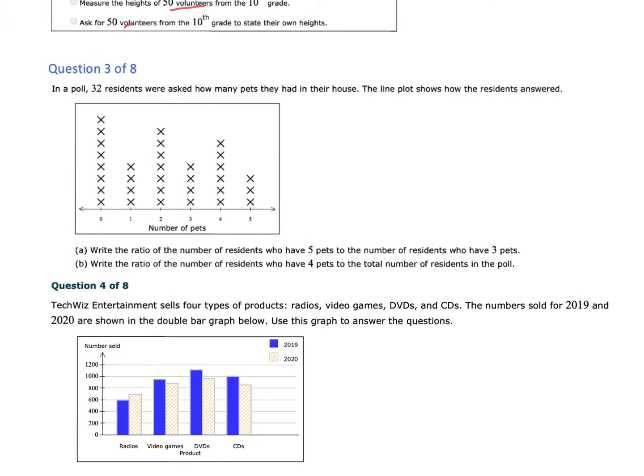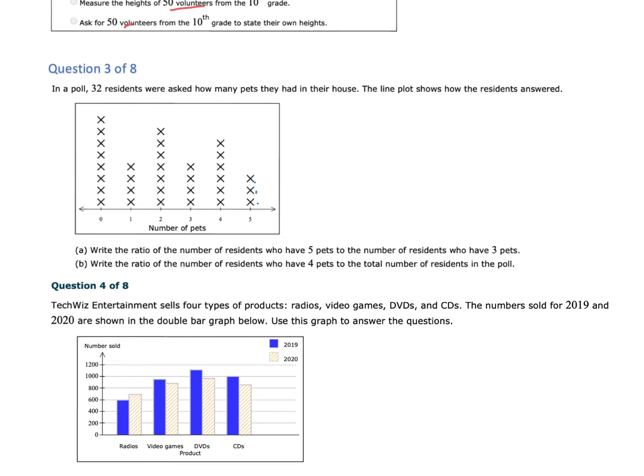Question 3. In a poll, 32 residents were asked how many pets they had in their house. The line plot shows how the residents answered. Okay, so most of them didn't have any. A couple of people had 5 pets. 3 people did. Wow. All right, part A.